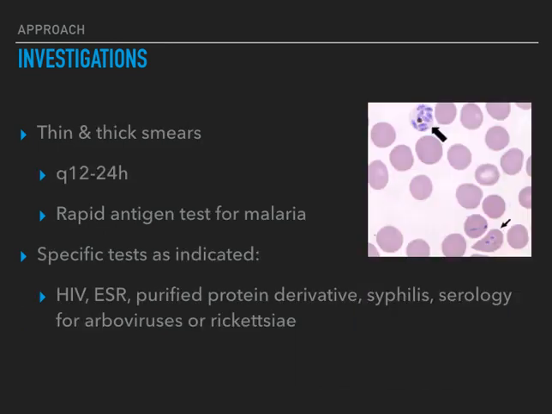There are some specific investigations pertinent to the febrile returning traveler, and those include things like ordering a thin and thick smear for malaria. And if they get admitted, that's something you'll want to do on a fairly regular basis for the first part of their admission. You can also get rapid antigen tests for malaria, and we'll talk a bit more about both of these things later on. You can also get specific tests as indicated, and that includes serology for things like HIV, syphilis, as well as specific arboviruses or rickettsia.